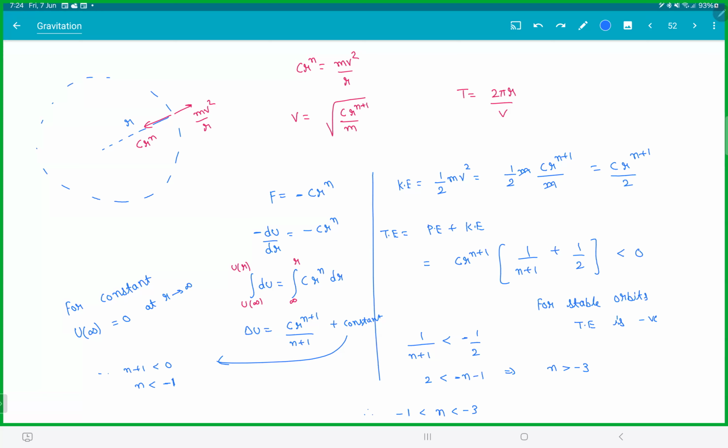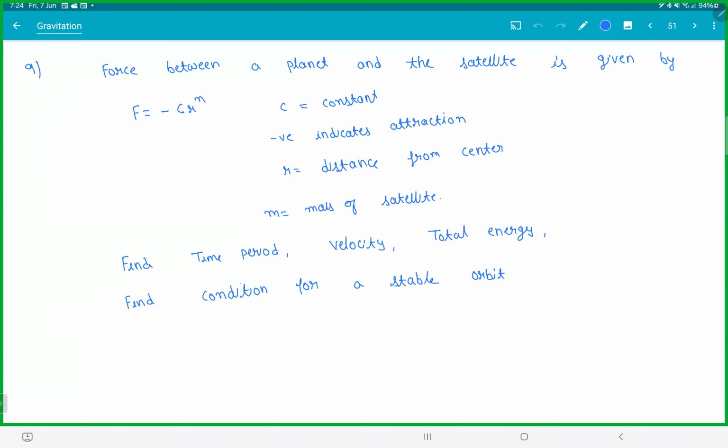Ishan, I still have one confused question here. If n goes less than -3 and our c goes negative, can we still say the same? We hold C constant, right? No, see, if C becomes negative, it means the force will become positive, right?